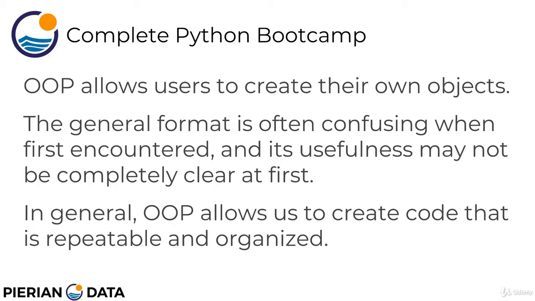OOP, or Object-Oriented Programming, allows users to create their own objects with their own methods and own attributes. And the general format is often confusing when first encountered, particularly because of the use of a self keyword. And its usefulness may not be completely clear at first for beginners. But in general, object-oriented programming allows us to create code that is repeatable and organized, and at a certain scale, you're going to need to understand how to work with object-oriented programming in order to make sure your programs themselves are flexible. And when you're working with outside libraries, you'll see how they make use of object-oriented programming in a lot of their code.